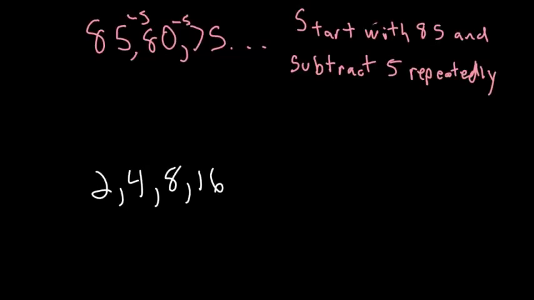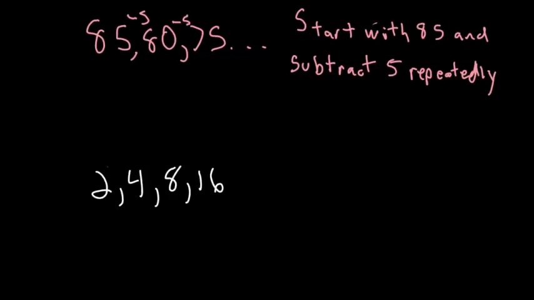Alright, my next sequence, I got 2, 4, 8, 16. To get from 2 to 4, I add 2. 4 to 8 is add 4. 8 to 16 is add 8. So you notice I'm not adding the same number like I have in all my other patterns. So that's not going to be our rule. This is not going to be an addition one.